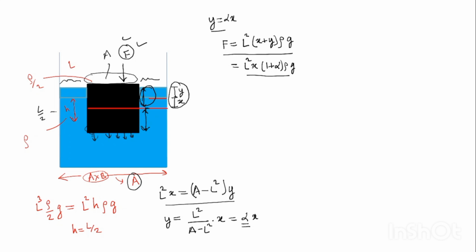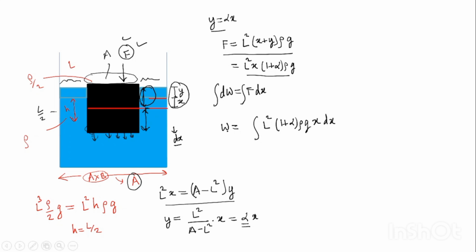See, we got force in terms of x, isn't it? Now it is very easy. What is the work done by the external force? dW. Suppose it is pushed further down by dx. Then what is the work done by the external agency during this time? dW is F dx. Now simply integrate from initial to final. So what you get? You get total work done as L square times 1 plus alpha rho g times x dx. Now, during placing the limits you should be careful.